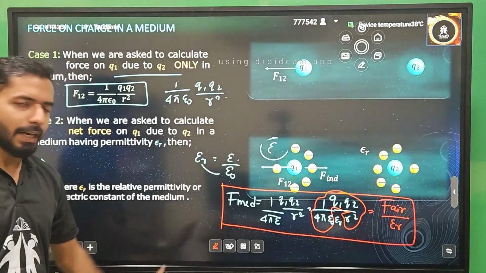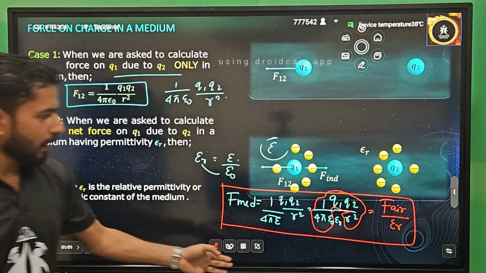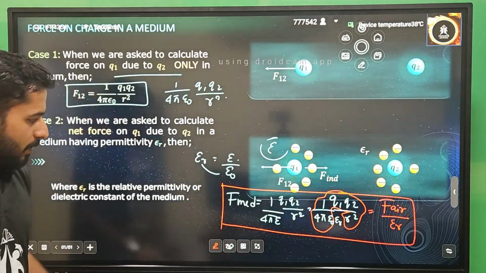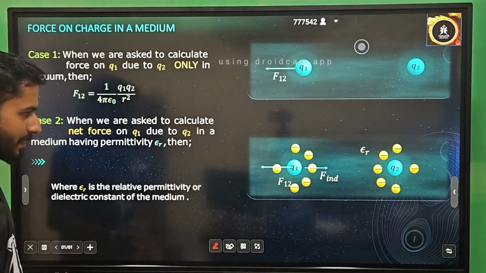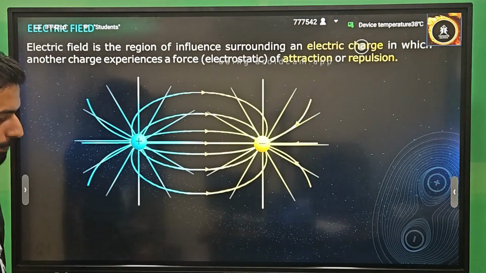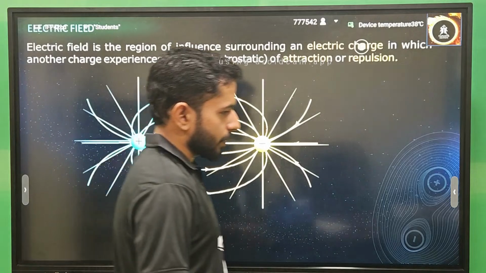It will automatically adjust its answer, because we have seen there is only one extra factor that is coming, that is epsilon R. So why do we have to worry that much? If it is easy, take it easy. Don't try to make it complicated. Correct? So this was about Coulomb's law, students.